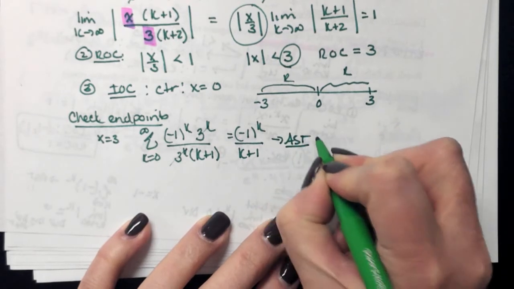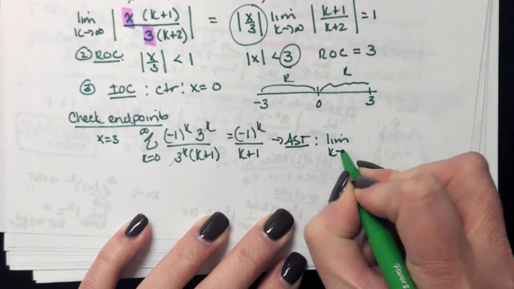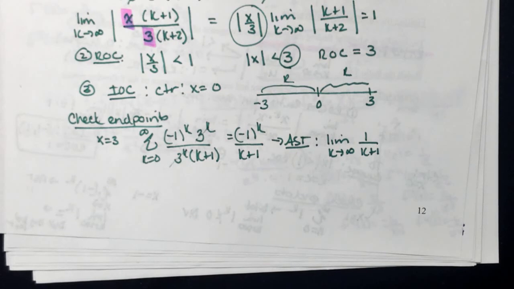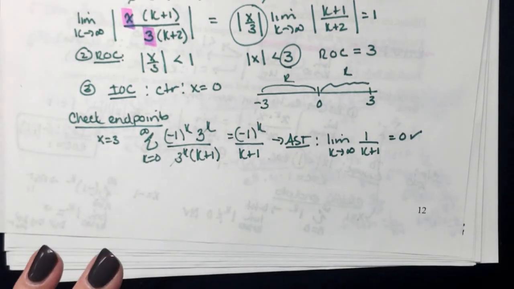Remember the alternating series test, we're going to strip the alternator. We want to find the limit as k goes to infinity of 1 over k plus 1. And what's happening with that particular limit? It's equal to 0. So it passes the first part of the alternating series test.